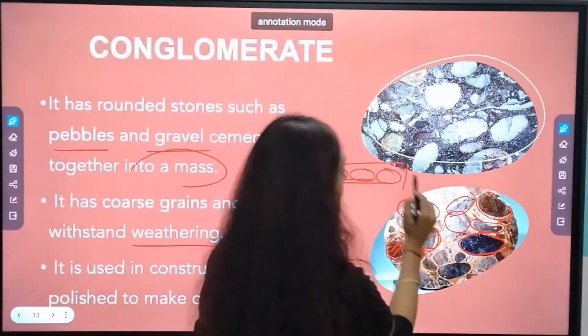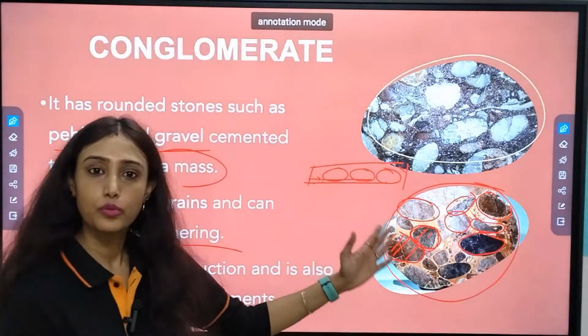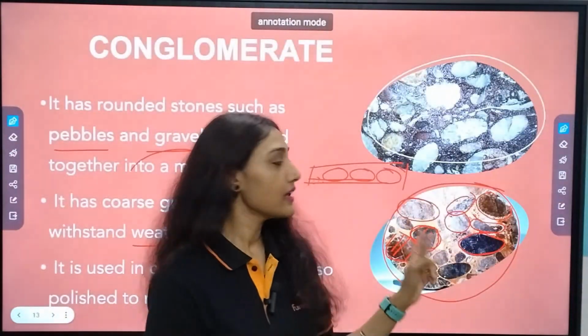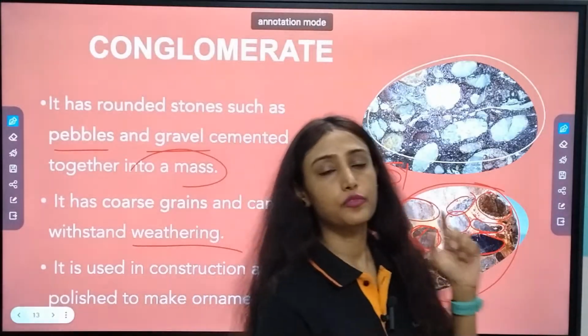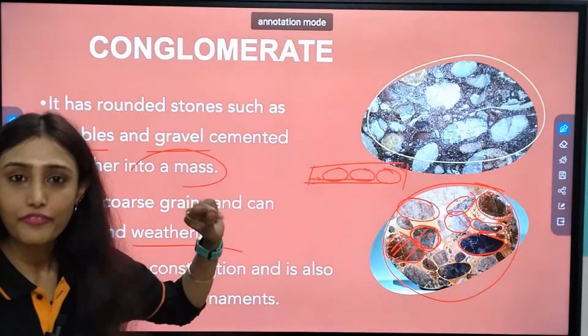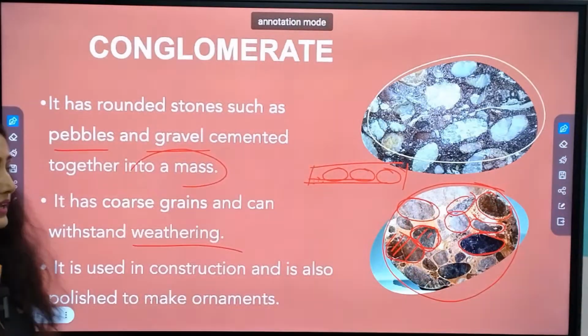Again, if you go to Rajasthan, you can find this kind of stone being used to make ornaments. When I visited Rajasthan, I saw this, but at that time I did not know that it was conglomerate. But now I understand that it is made up of conglomerate.